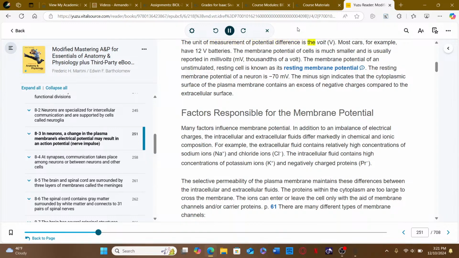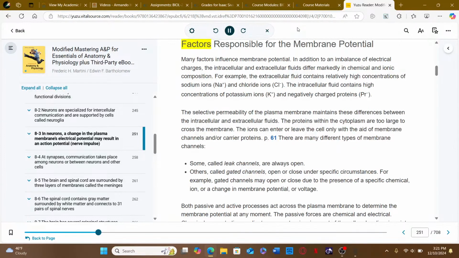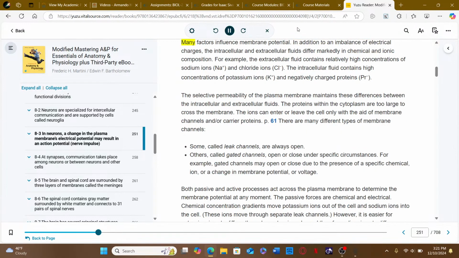The unit of measurement of potential difference is the volt, V. Most cars, for example, have 12 V batteries. The membrane potential of cells is much smaller and is usually reported in millivolts, mV, thousandths of a volt. The membrane potential of an unstimulated, resting cell is known as its resting membrane potential. The resting membrane potential of a neuron is -70 mV. The minus sign indicates that the cytoplasmic surface of the plasma membrane contains an excess of negative charges compared to the extracellular surface.